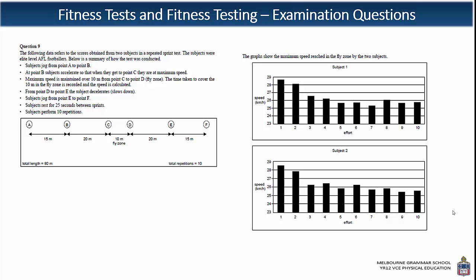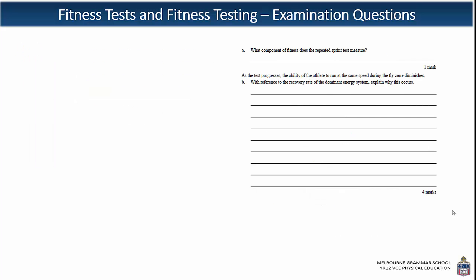What we also know is that your result decreases as you go through the particular testing. So what we've got here on the far side is the results, and you can see that there's a decrement or a decrease in the speed for each of the sprints. There's 10 sprints and there's 2 performers. So let's have a look at the question.